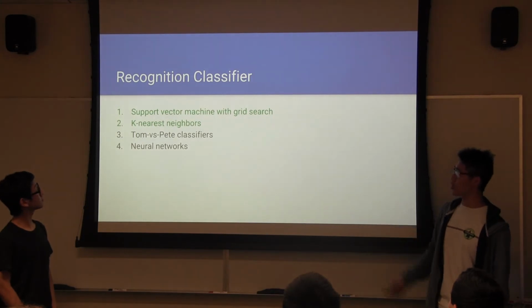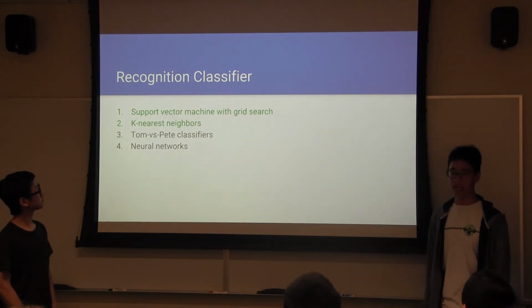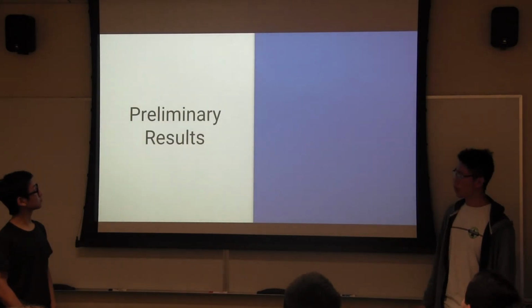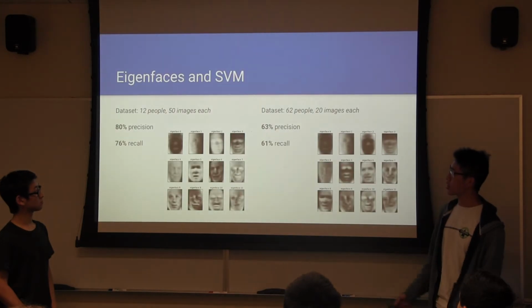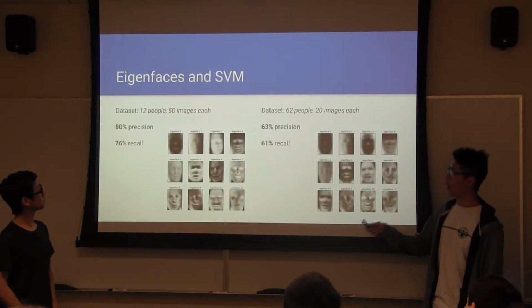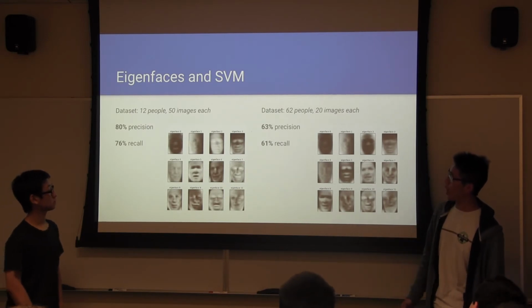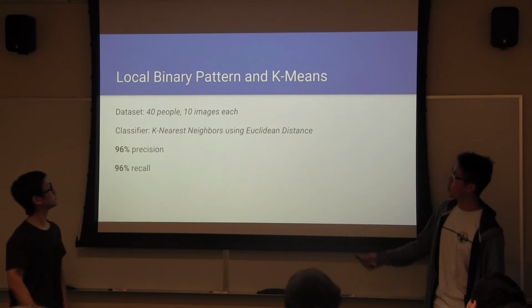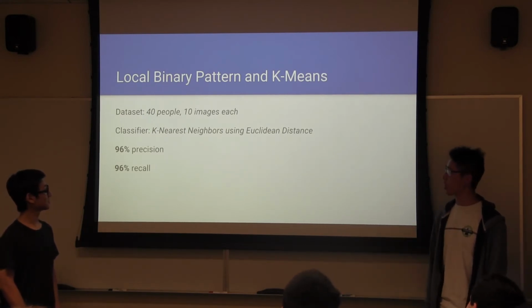The 2 recognition classifiers that we have tested so far are the basic support vector machine and k-nearest neighbors. For preliminary results, we haven't put the full pipeline together just yet, but testing our individual algorithms, our eigenfaces have okay precision and recall, whereas the local binary patterns, which we did with k-means, were able to get about 96% precision and recall with 40 people.